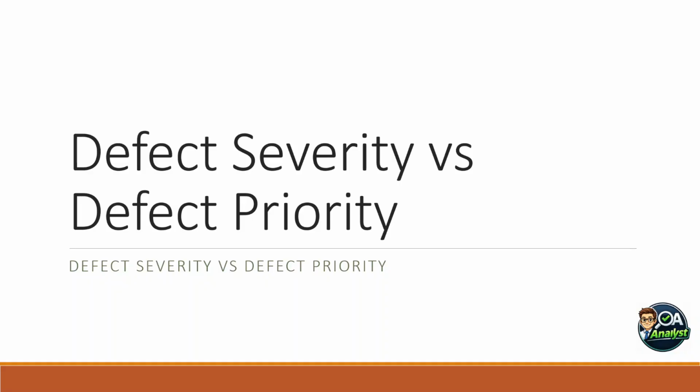Now let me be very honest with you. Almost every beginner tester can define severity and priority, but when I ask them to explain this with real project examples, that is where the confusion starts. So in today's session, I'm going to explain this topic very slowly, step by step, exactly the way it works in real IT projects. After this video, you will never confuse severity and priority again.